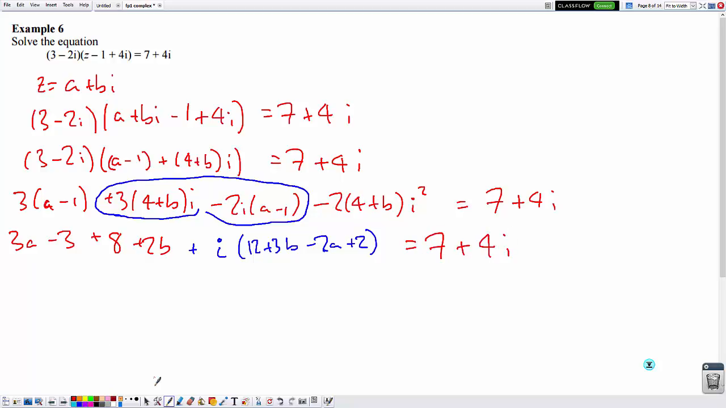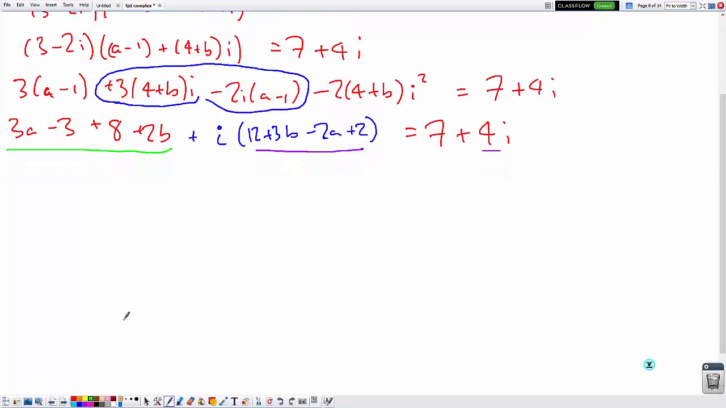Now, I did it like this. You may think, why did I bother doing it this way? Because now I can compare my real and imaginary parts. So I gathered all my things with the i's together. So my imaginary part is this, and this whole thing must be equal to my imaginary part here, which is 4. And my real part is all of this, and this is equal to 7. So we're not done yet.